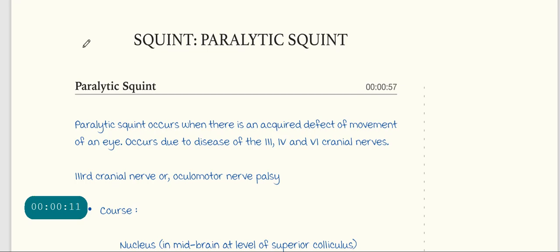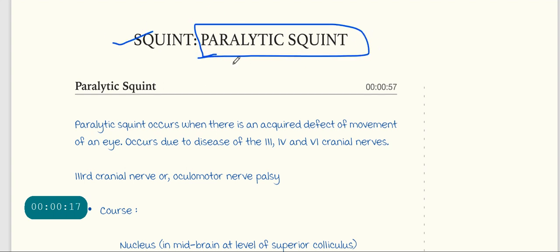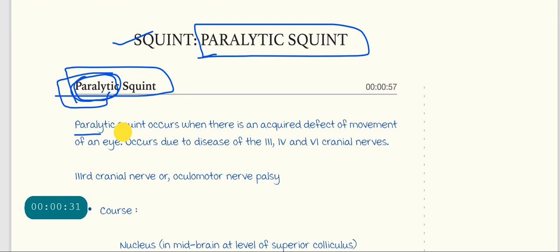So now the next topic we are going to start with is paralytic squint. Okay, in squint now we are going to start paralytic squint. So what is paralytic squint? Paralytic squint is a paralysis, and it could be due to any nerve disturbance or damage. Okay, so paralytic squint occurs when there is an acquired defect of movement. It is acquired, okay, not congenital, it is acquired.